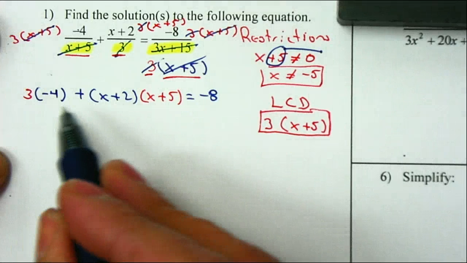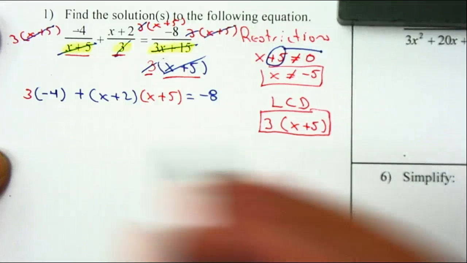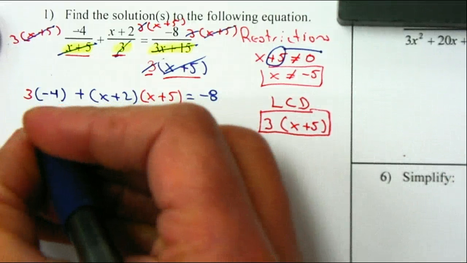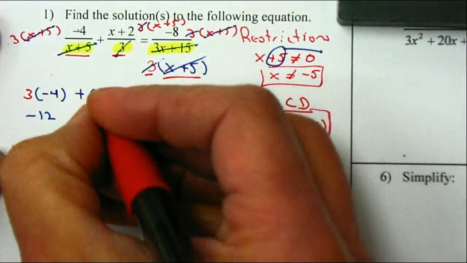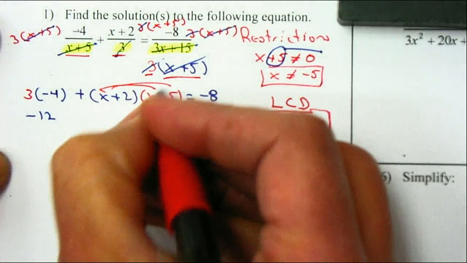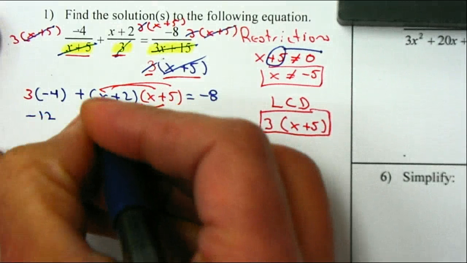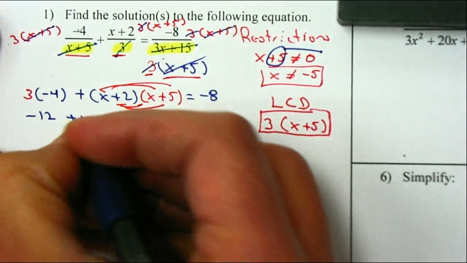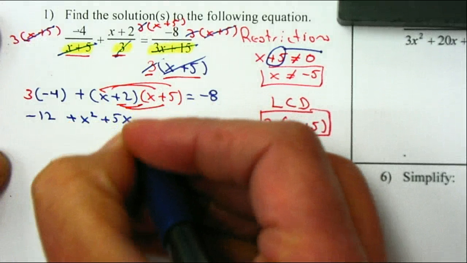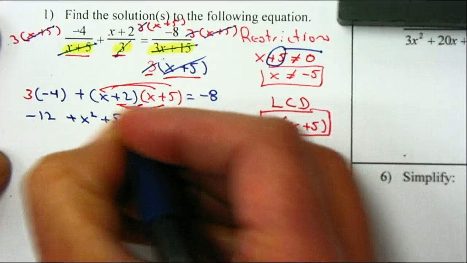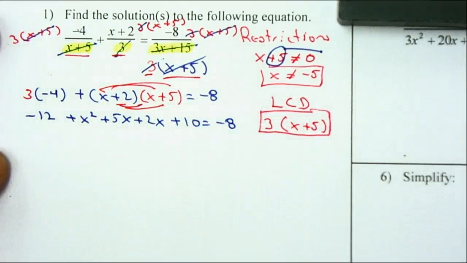Now, I just need to simplify this and solve it. I'm going to multiply 3 times negative 4, which is negative 12. And I'm going to distribute the x to both of them and the positive 2 to both. So I'm going to multiply it out. X times x will give me x squared. X times 5 will give me positive 5x. 2 times x will give me positive 2x. And 2 times 5 will give me positive 10. And that's equal to negative 8.